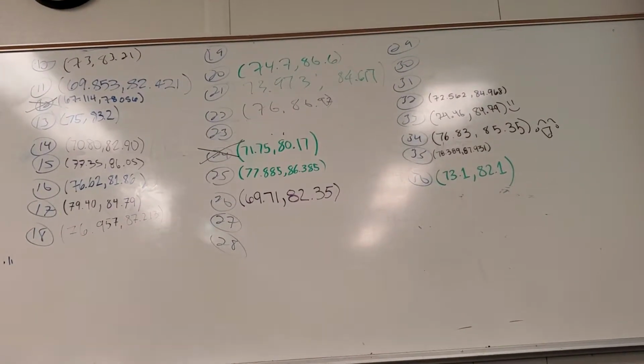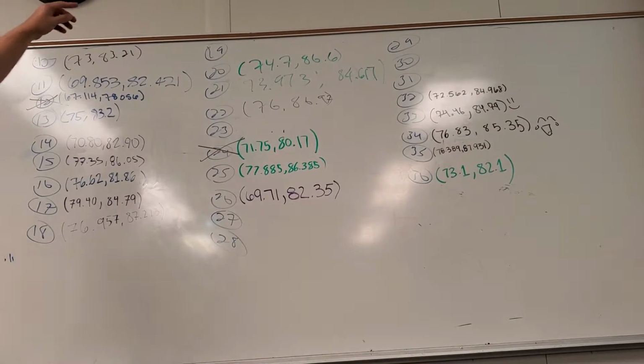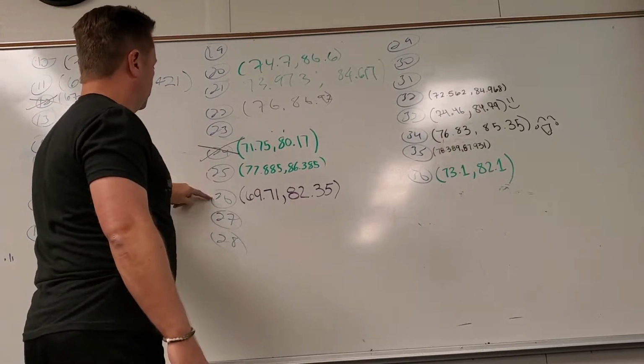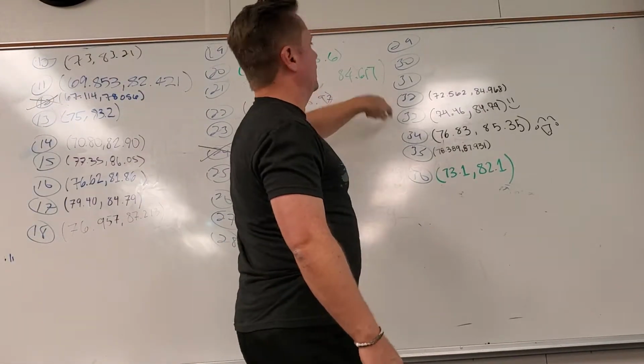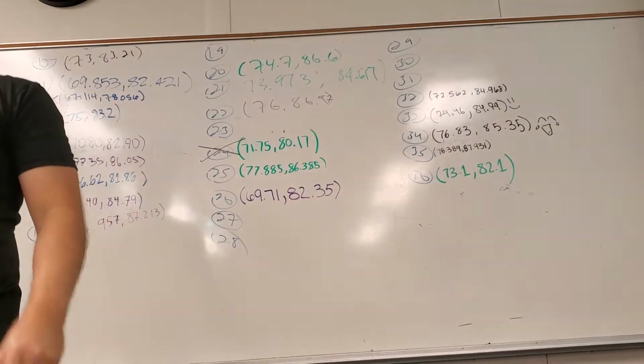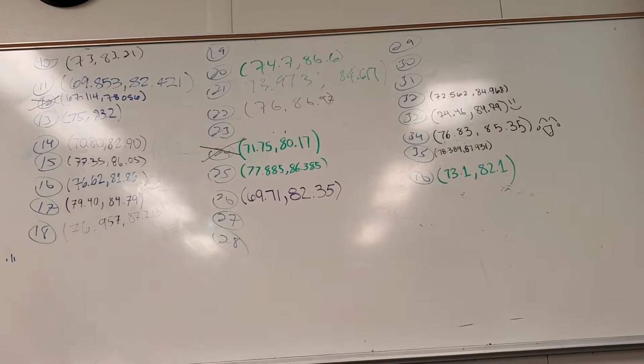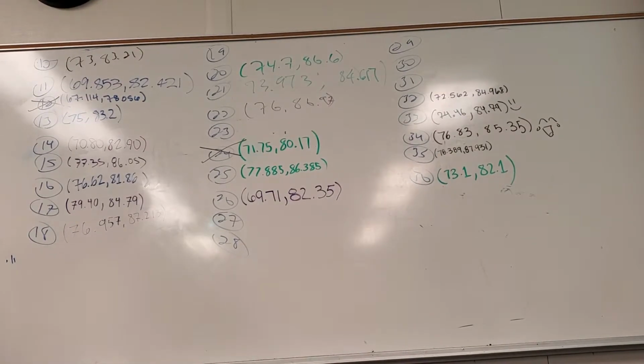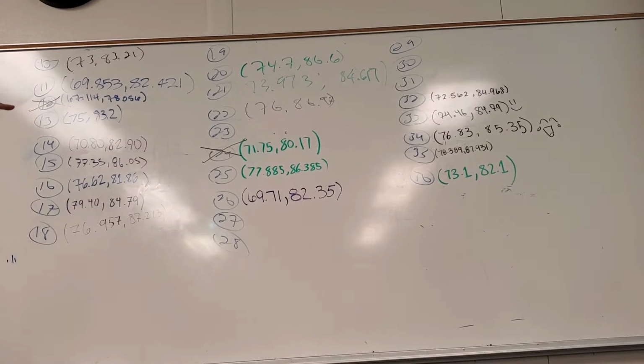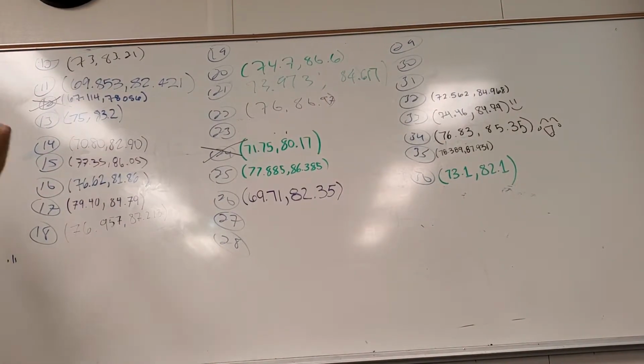I end up with 9, so 18, 19, 20, 21, 22, 23, 24, 25, 26, 27, 28, 29. What's 10% of 29? 2.9. So I would expect somewhere around 2.9 intervals to not contain the real mean. The real mean was 80.297. That's the real mean of all of this. And how many of these intervals don't catch that? 2. We expected 2.9. 2 of them ended up not catching it.